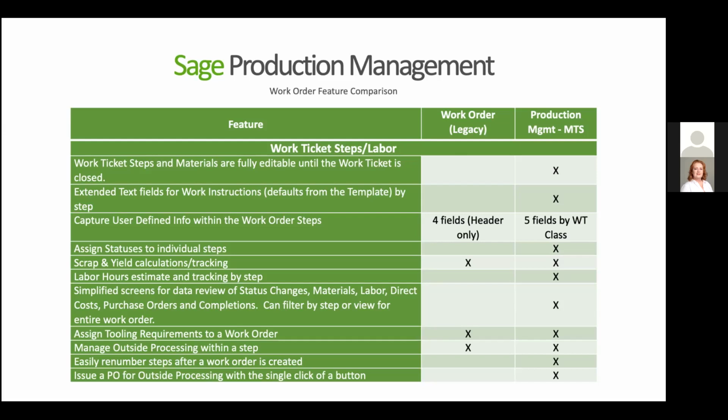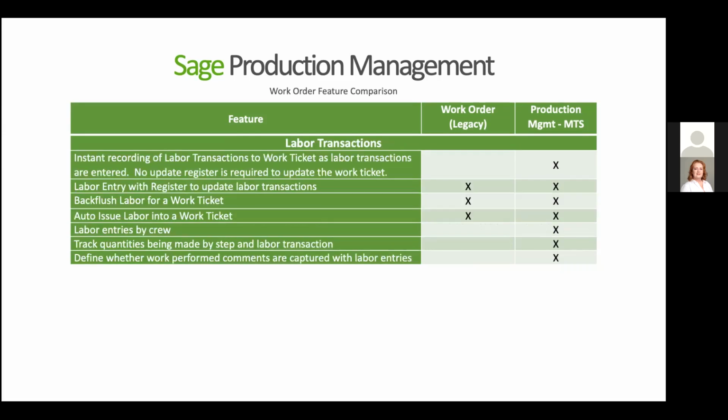It's really easy to renumber steps, and it's easy to issue. We can issue POs for outside processing right in there on that work ticket step by the click of a button, a checkbox, which I'll show you, and we can issue a PO straight from the screen. So building out the functionality of work order, and really all this functionality came from what you guys want and need, and all the issues that we've come across over the years. We developed the functionality to enhance the legacy work order based on the contract via Sage.